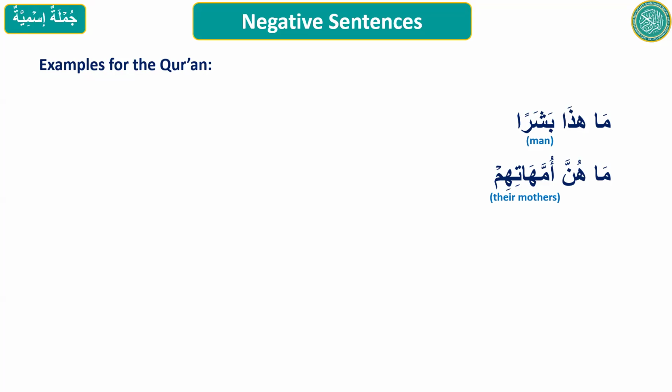Because ma doesn't make it jar. Ma makes it nasab. The B makes it jar. There is no B here. Is there a B here? No. So they are not their mothers. So that is what we are seeing here. Ma is used and the khabar changed its status to nasab, in accordance with what we learned today.